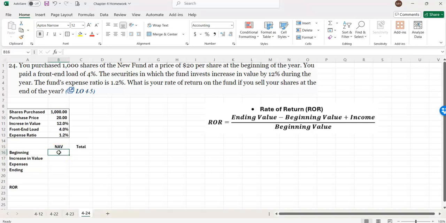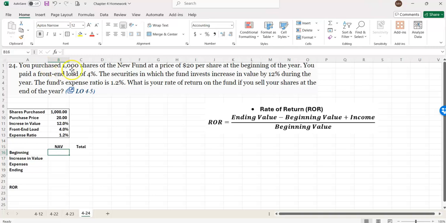Okay, this is problem 24 from chapter 4. This is a rate of return calculation. There are several ways to do this. First one we're going to do is use the net asset value. I find that simpler than dealing with the shares, but you can do them any way you choose.